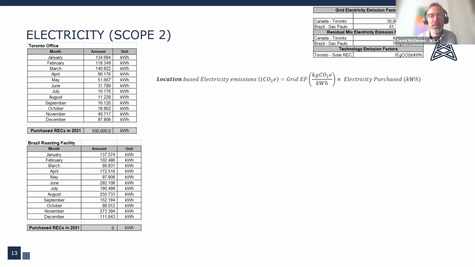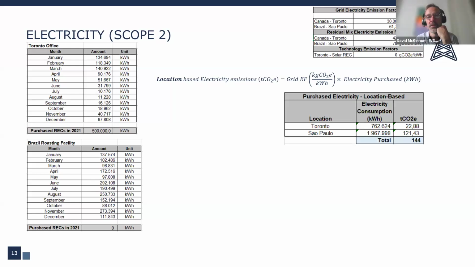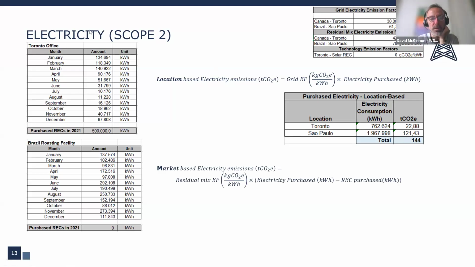So to do the calculation for the location-based, you take the grid emissions factor, which is in kilograms of CO2 equivalent per kilowatt hour, and multiply it by the electricity purchased. And that's pretty straightforward. For Toronto and Sao Paulo, you get those results. Now, for the market-based, you take the residual mix emissions factor and multiply it by the electricity purchased minus the renewable energy certificates purchased.